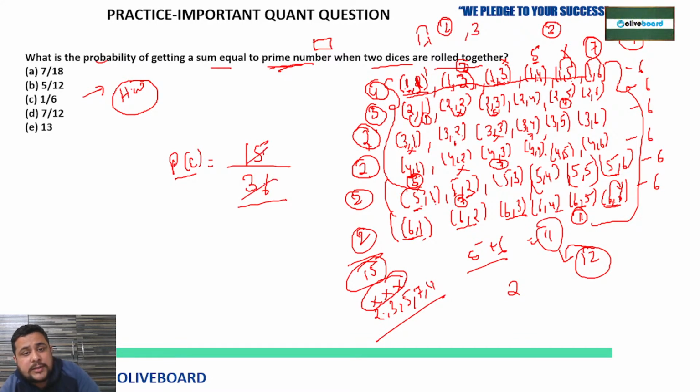Now by 3 you can cancel 5 times. This 15 will be cancelled 5 times. Now 36 will be cancelled 12 times. 5 by 12, which is available in option B. So I hope it is clear.